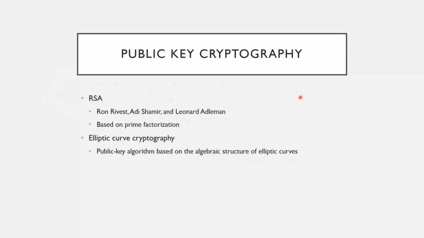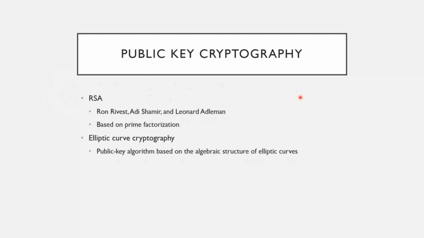It's based on prime factorization, so basically the security of the algorithm depends on how hard it is to factorize a large number. Right now it's very difficult, but we'll see how it might become easier if you have a quantum computer, because there is something called Shor's algorithm that allows you to factor very large numbers very quickly. So RSA might not be secure in, I don't know, 20 years, but for now it's pretty good. It's very, very good.